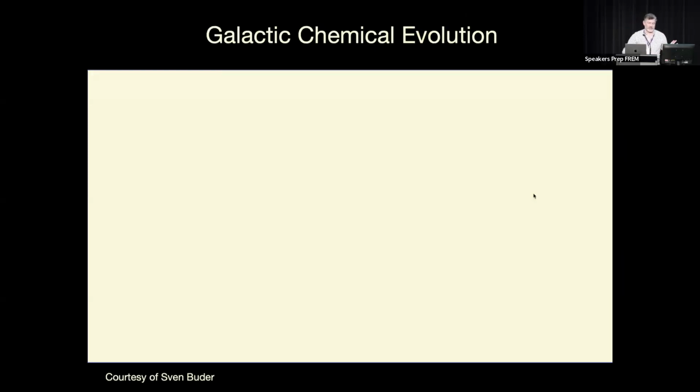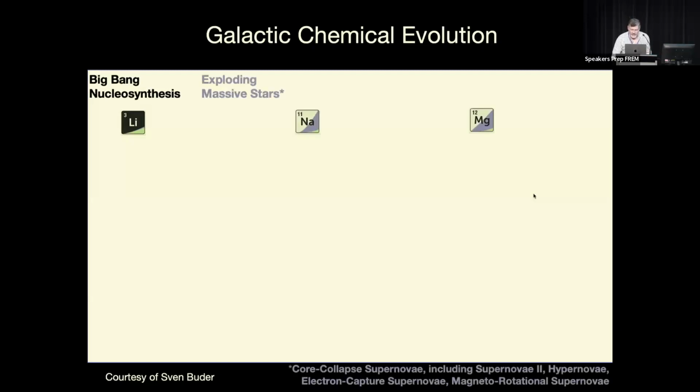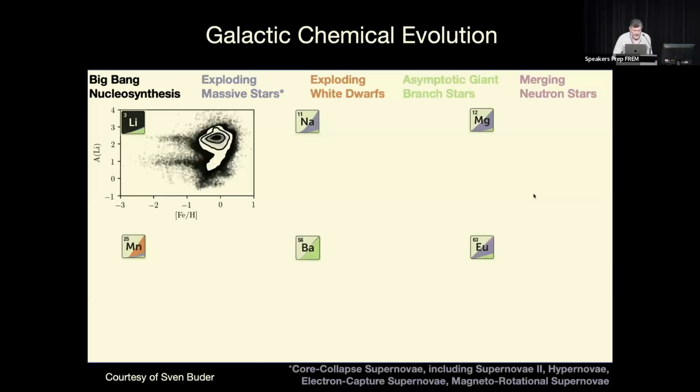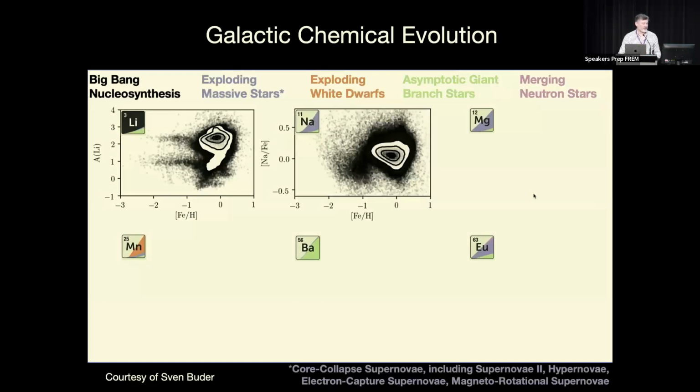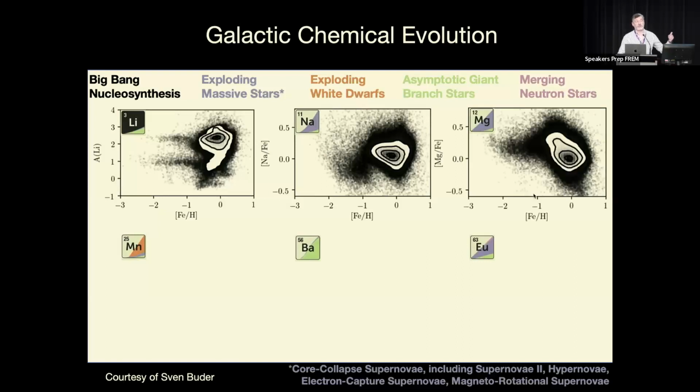This is a lovely animation from Sven Buder. An example of this would be lithium. Lithium, for the most part, formed through Big Bang nucleosynthesis. This is a plot of lithium from GALAH data. Sodium is from a mixture of different mechanisms, both exploding massive stars and also asymptotic giant branch stars. Magnesium, again, exploding massive stars, so type 2 supernovae, and also asymptotic giant branch stars. And again, these are plots of data from the GALAH survey.